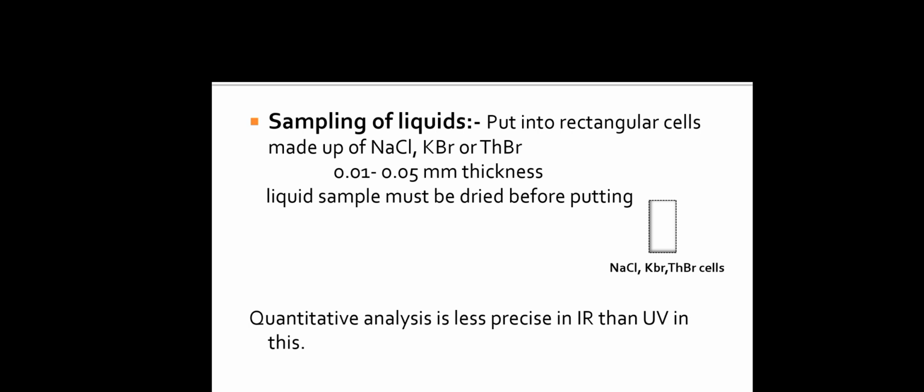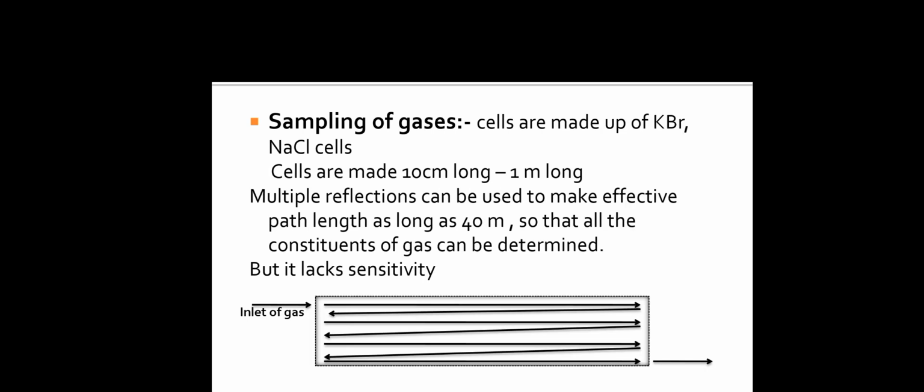Now the sampling of liquids. For the sampling of liquids, they are put into rectangular cells made up of alkali metal salts like sodium chloride, potassium bromide, or thallium bromide, which are made from 0.01 to 0.05 millimeter thickness, and the liquid sample must be dried before cooling, as water can dissolve the NaCl cells. It is used for quantitative analysis, but it is less precise in IR than UV. Now, how do we do the sampling of gases?